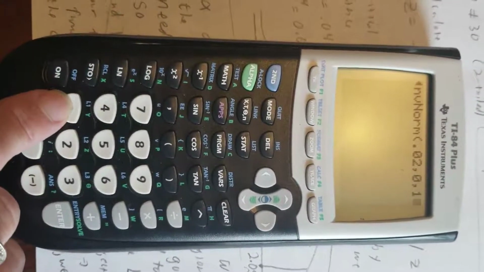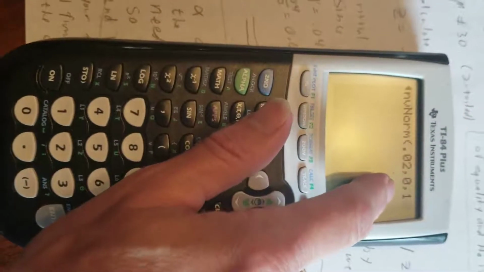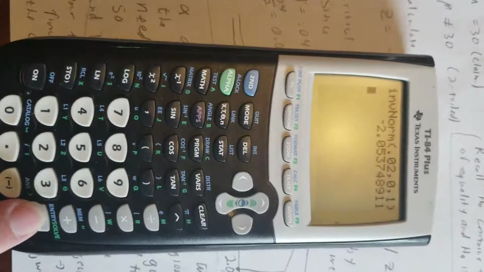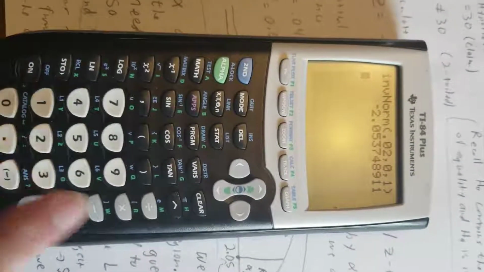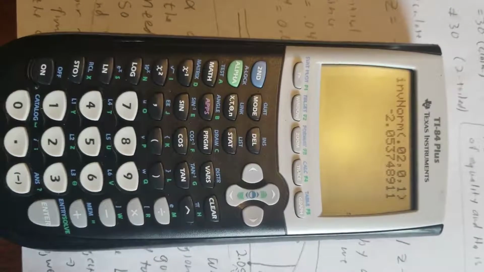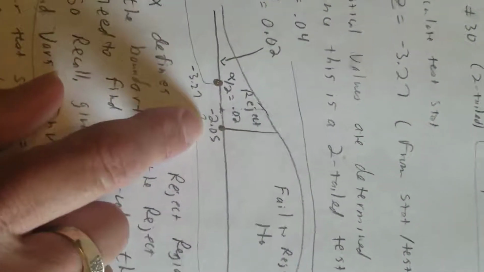Again, this goes back to the last section. Why? Because my mu for my z is always 0 and my sigma is always 1. We all have that memorized by now, I hope. That gives me negative 2.05. Okay, make sure you get that, negative 2.05. Now I'm going to scoot over here. That's the number I wrote here.